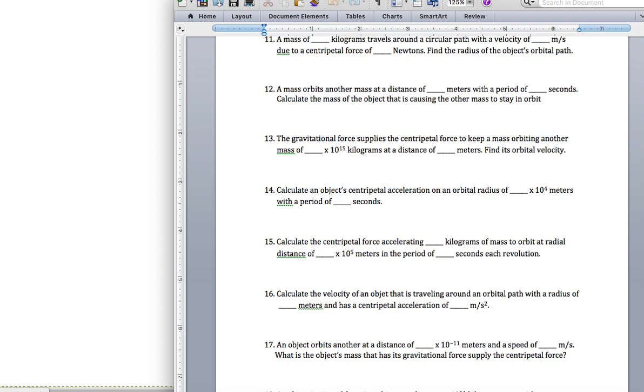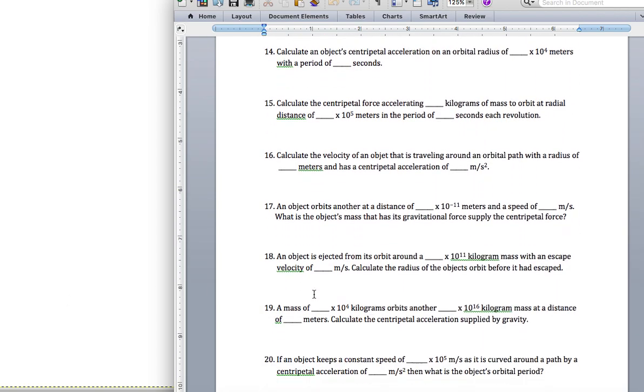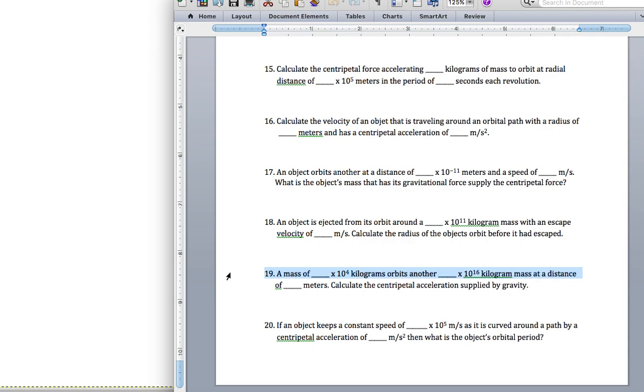Wait a second here. I messed up the question again. I think we just want to do 19 and then 20. Yeah, we just did 15. Sorry. Okay, a mass of blank times 10 to the 4 kilograms. So this one's relatively simple.